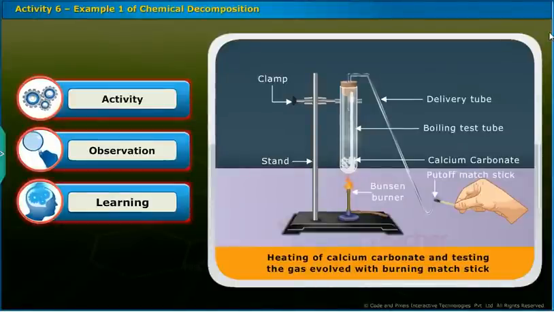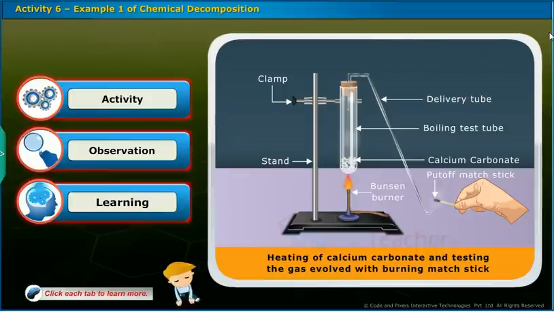Let us perform an activity to know about the chemical decomposition reaction. Example 1 of chemical decomposition reaction. Click each tab to learn more.